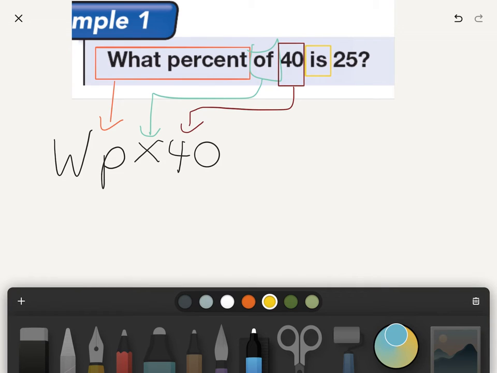Is generally means an equal sign, and then 25.